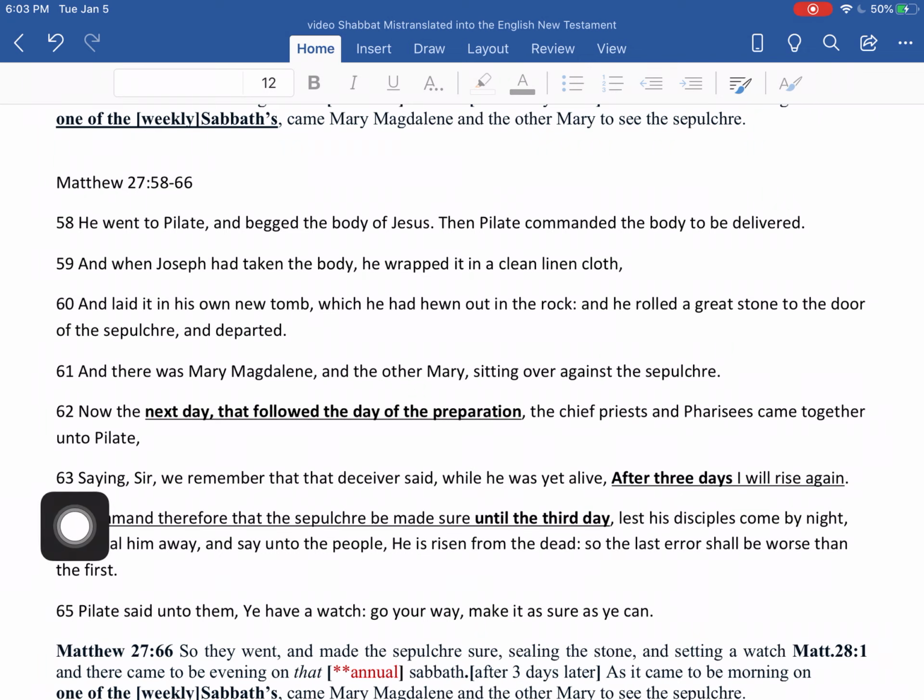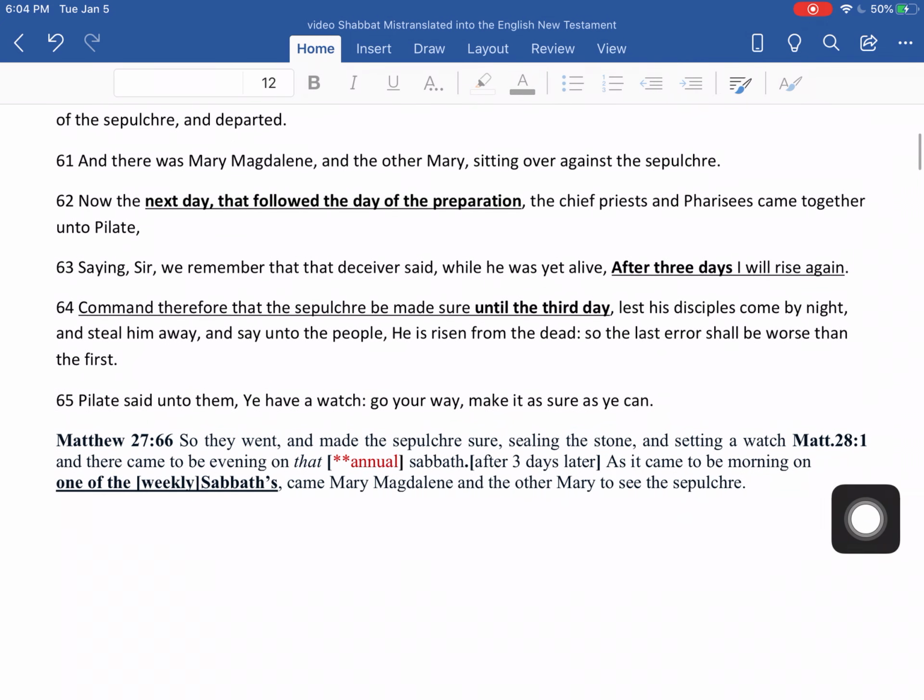Here we go. Saying, Sir, we remember that the deceiver said, while he was yet alive, after 3 days I will rise again. Command therefore the sepulchre be made sure until the third day, lest his disciples come by night and steal him away, and say unto the people, He is risen from the dead, so the last error shall be worse than the first. All right, verse 65. Pilate said unto them, You have a watch. Go your way and make it as sure as you can. So there you go, getting permission to have somebody watch for 3 days here, right? That day plus 2 more.